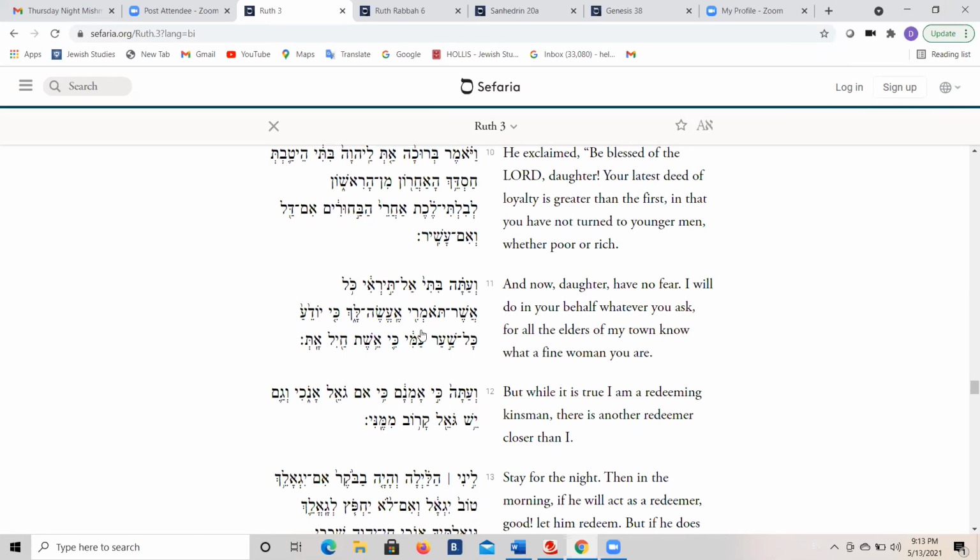Rabbi, that almost reminds me of Yehuda saying "Tzadka mimeni" when he realizes that it was Tamar who was the so-called prostitute. Interesting. Yeah, I hear.